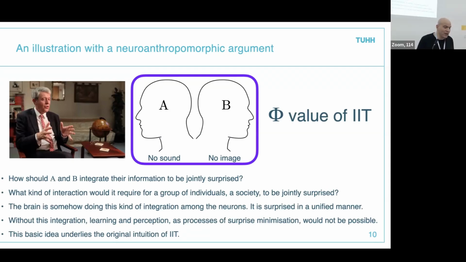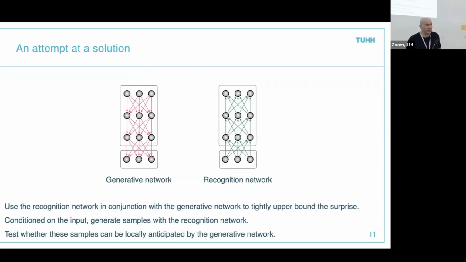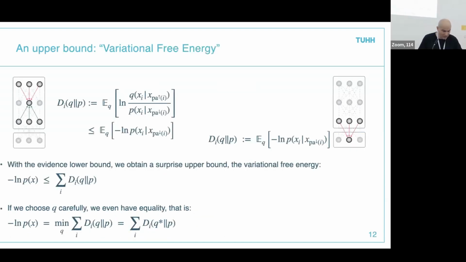So how can we overcome this problem and come up with a kind of integration? And here's the way Carl Friston is suggesting. We consider the generative and the recognition network, and that's the rough idea. Use the recognition network in conjunction with the generative network to tightly upper bound the surprise, and conditioned on the input, generate samples with the recognition network and test whether these samples can be locally anticipated by the generative network. And here it's more formally described.